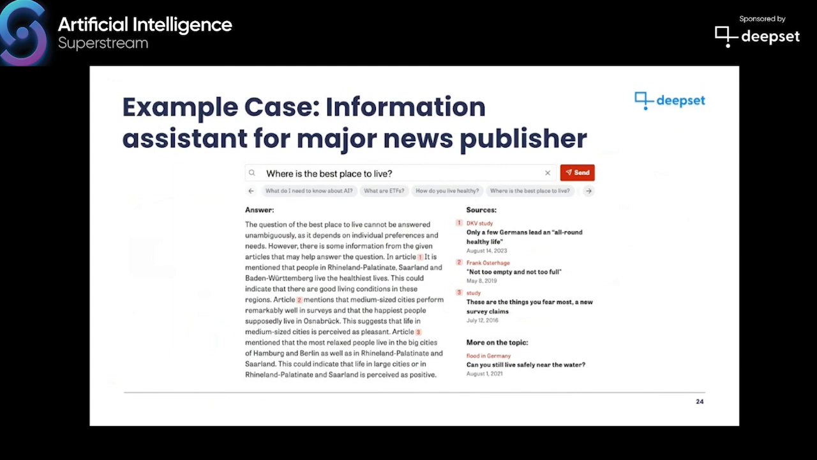How do they solve this from a technical side? They basically plug their whole huge archive of articles into a RAG pipeline, and then optimize this pipeline heavily for their use case.